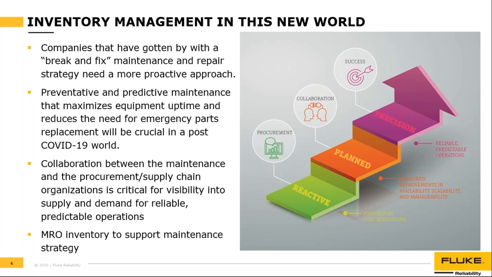Planned maintenance demonstrated by measured improvements in availability, scalability, manageability, but it must be collaborative. You can't do that in a bubble. It takes that alignment. Your maintenance strategy must be supported and aligned with your MRO inventory and the strategy that supports that. For lack of a better term, your maintenance strategy is only as good as your MRO supply chain that supports it. In my career, I've seen a lot of what some would consider world-class maintenance organizations that fail in basic functions due to MRO supply chain.